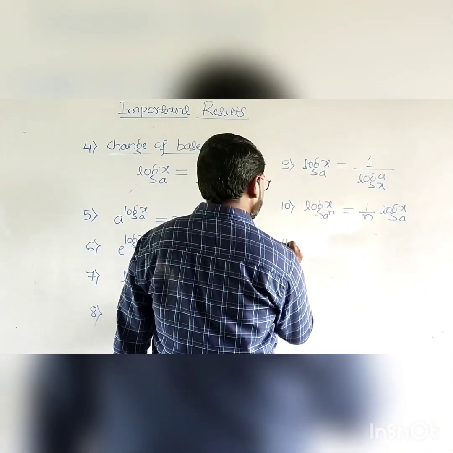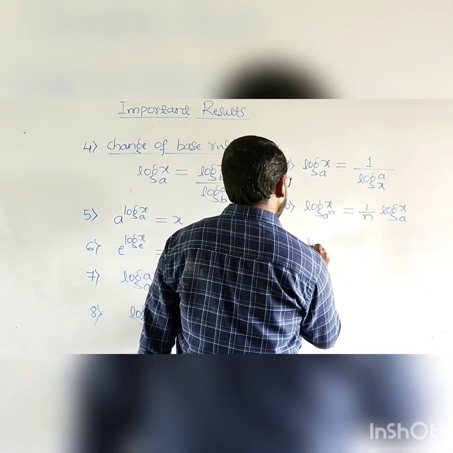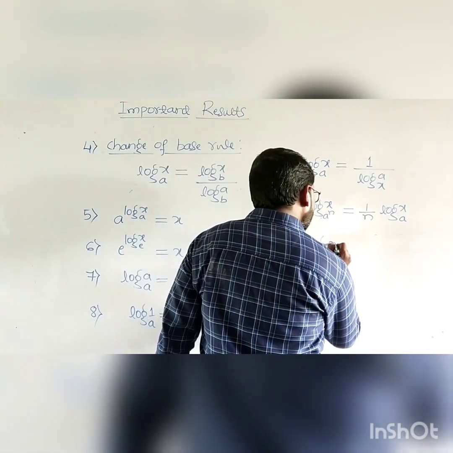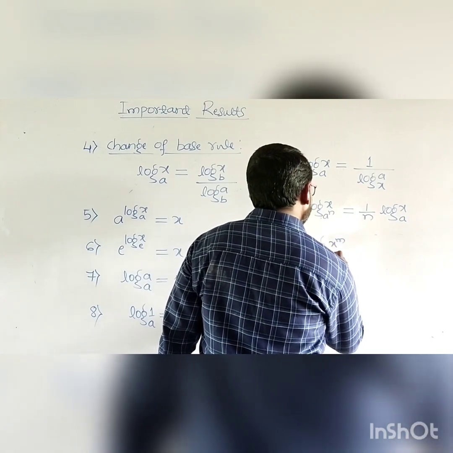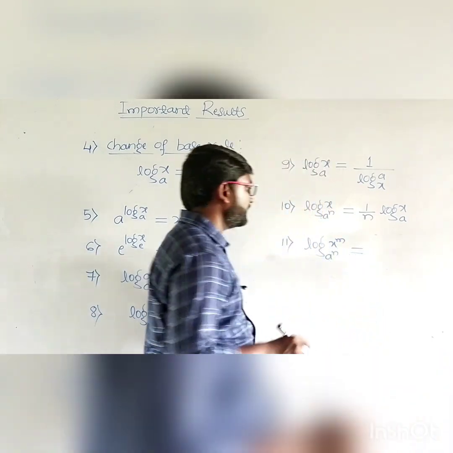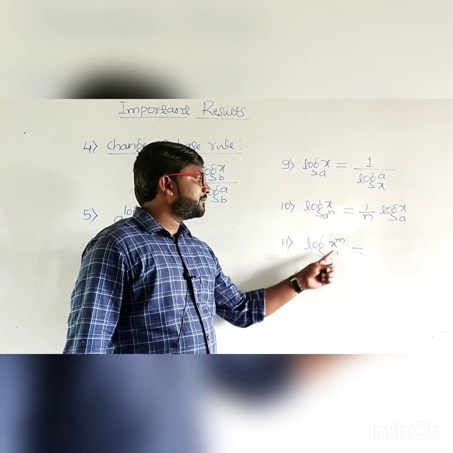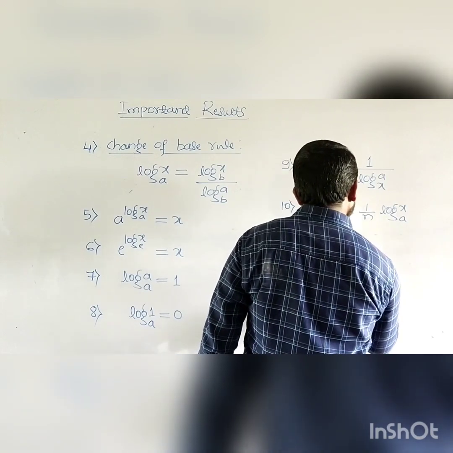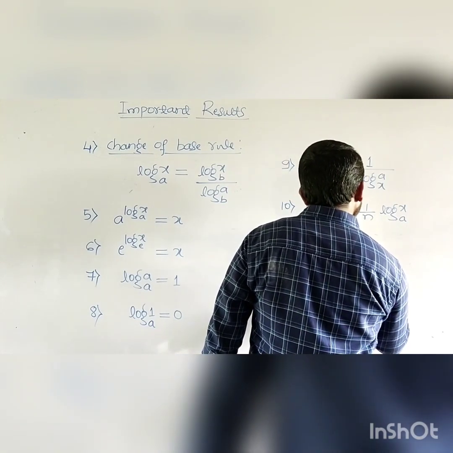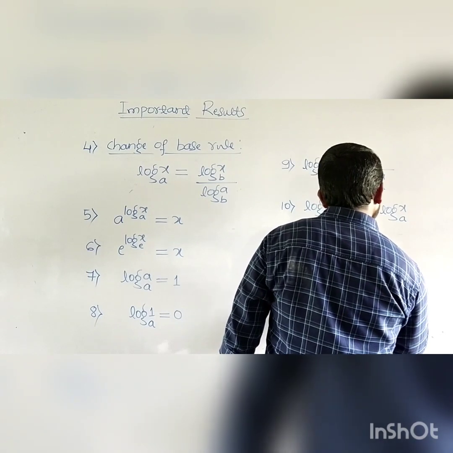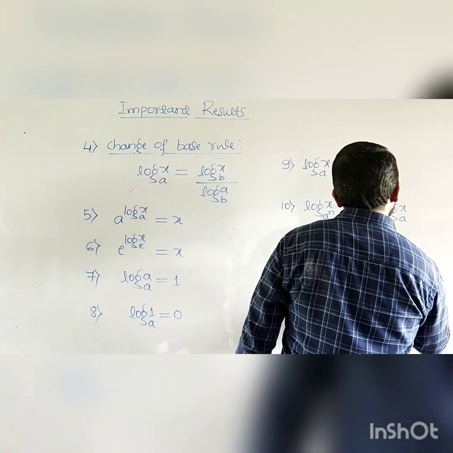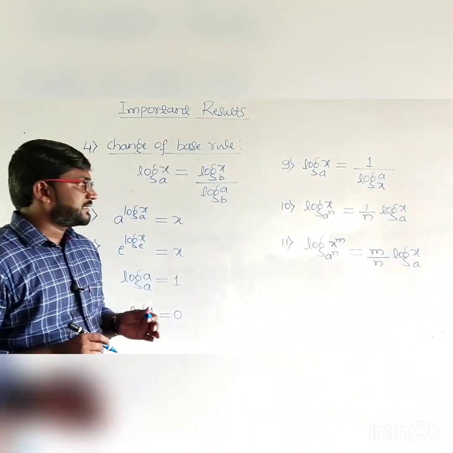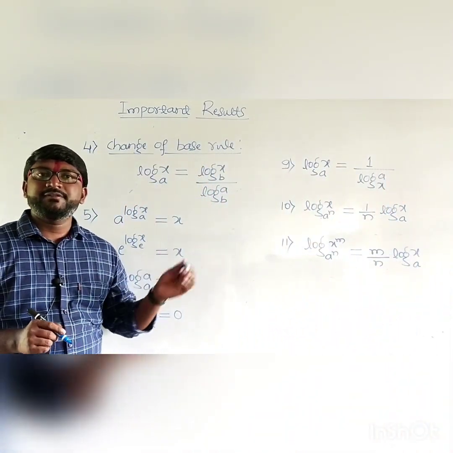And the next property is log x to the power m to the base a to the power n. This equals m by n into log x to the base a. So these are all the standard results or properties of logarithms.